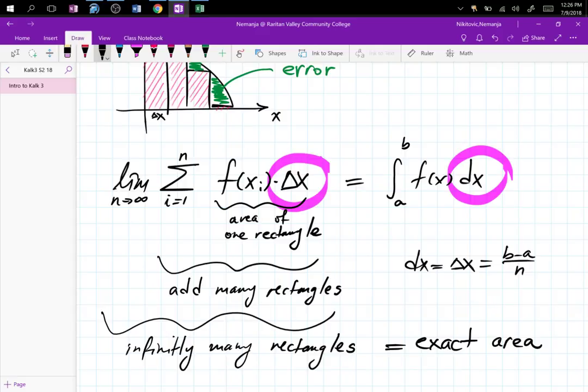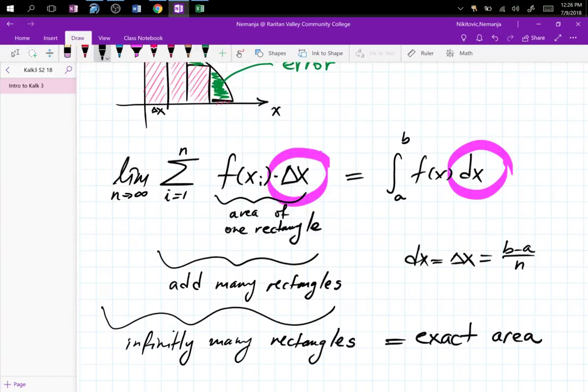If you are calculating the area of the rectangle, which is this, as the height of the rectangle times the length of the rectangle, your delta x is the length of that rectangle. You can't compute the area if that is not there. So it's not there for decoration. It must be there. It's not just notation. It is actually a dimension that you are multiplying.